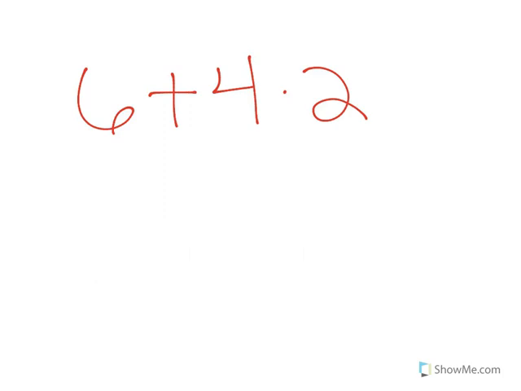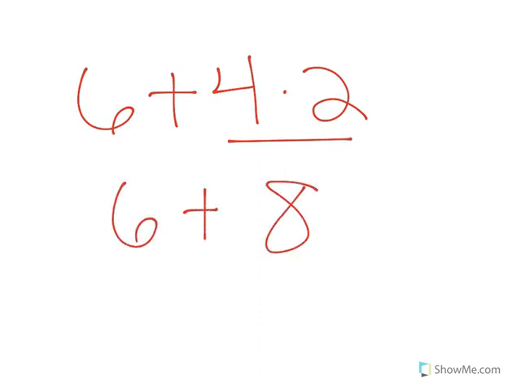So let's try this example. We have 6 plus 4 times 2. There's no parentheses, there's no exponents, there is multiplication, so we need to do that first. 4 times 2 gives me 8, and then we are going to do addition next. So 6 plus 8 then gives me 14.